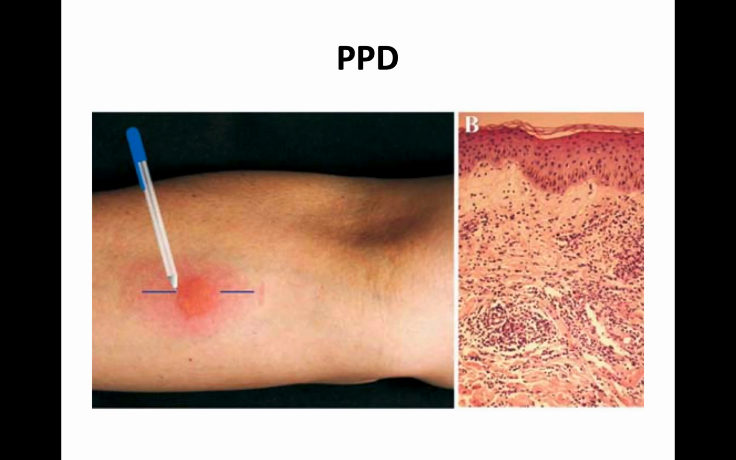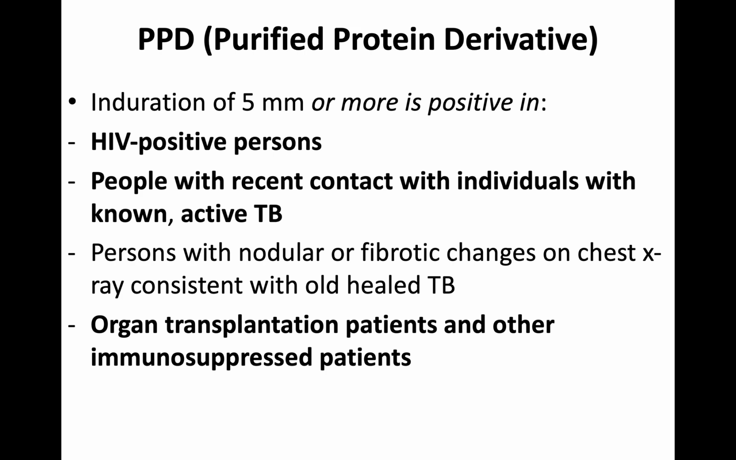So that's what the PPD looks like when it's placed. Now, you'll see there's a lighter circle and then a fainter circle and then a darker one in the middle. When we measure it, we only measure that hard, darker part in the middle. The surrounding area doesn't count in terms of the measurement, in terms of determining whether it's positive or not.